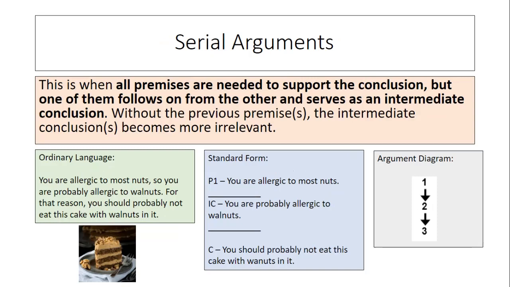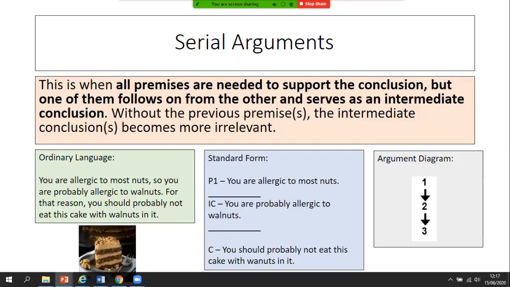You are allergic to most nuts, so you are probably allergic to walnuts. For that reason, you should probably not eat this cake with walnuts in it. So the word "so" indicates an intermediate conclusion: you are probably allergic to walnuts. So you've got P1, you're allergic to most nuts. Intermediate conclusion, you're probably allergic to walnuts. Conclusion, you should probably not eat this cake with walnuts in it.